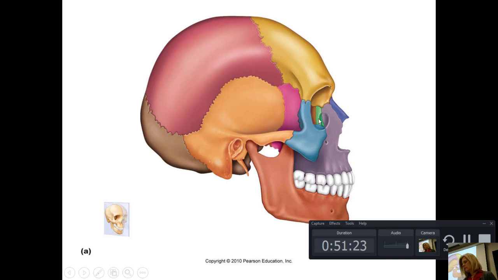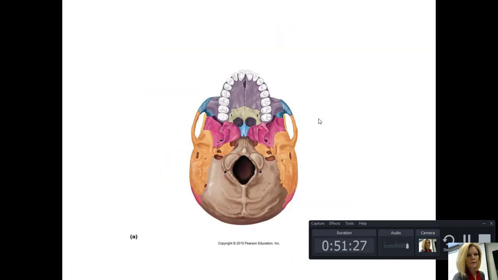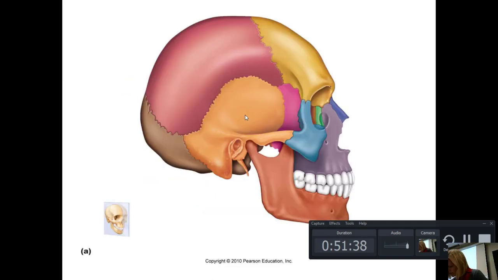Question? The palatine bone is this green bone right here in the back of the upper palate. Okay, so that's the lacrimal bone.